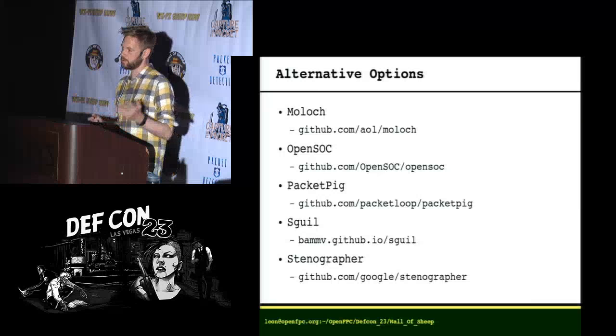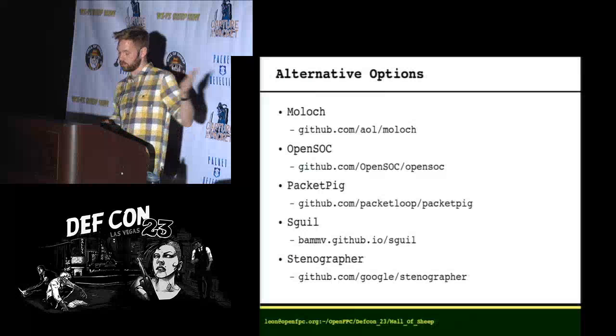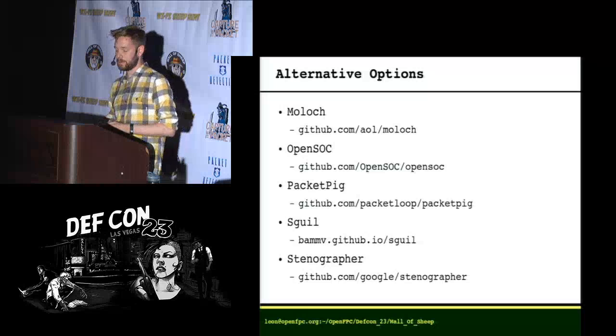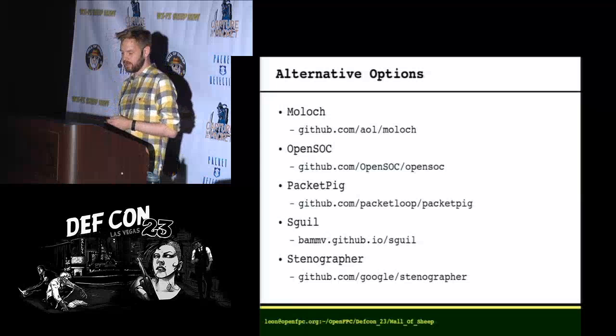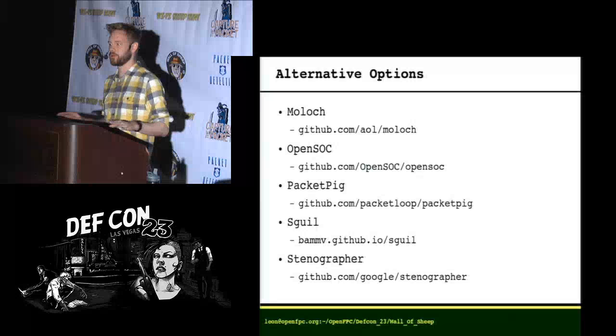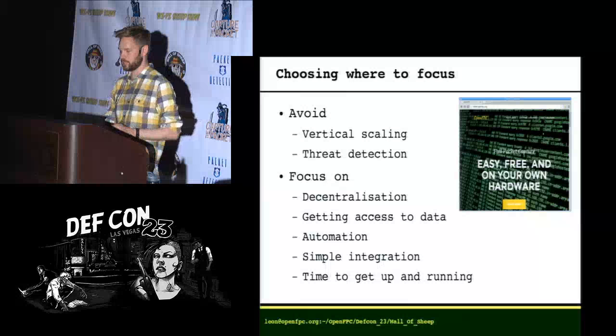Some of them are new, some of them come from well-known security vendors, and some are open source projects like the Google Stenographer and OpenSOC that's put together by Cisco. PacketPig, which was open source, I believe was picked up by another security vendor recently. And Squil, that's been around forever as a network security monitoring framework. This integrates with Snort and things. So there are other options. This might not be the best one for you.